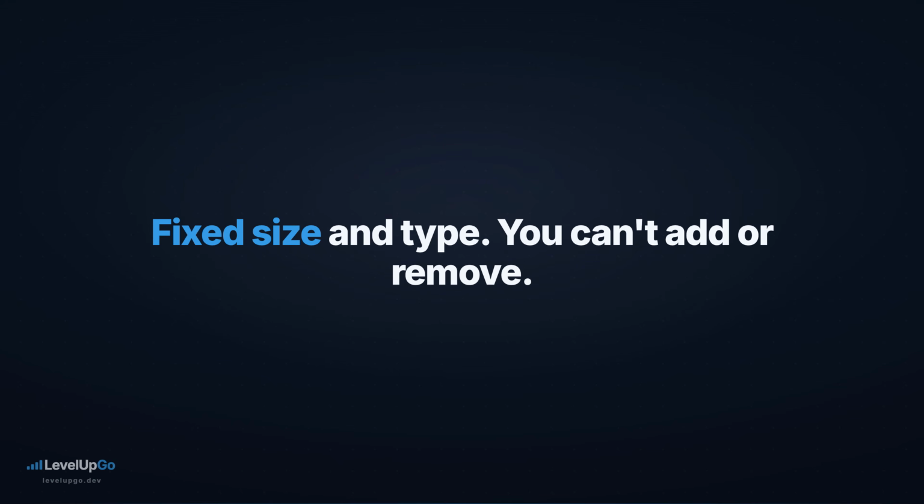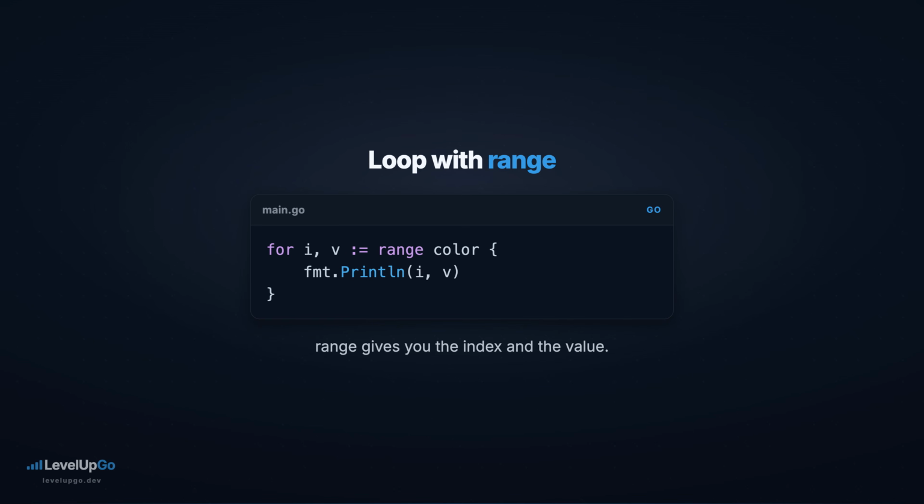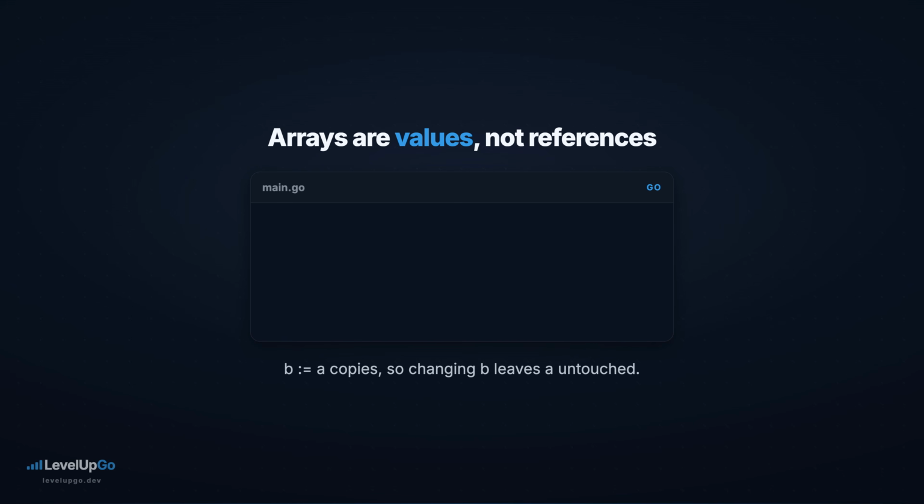Once you have created an array, you cannot change the size of it and you cannot change the type of it. All you can do is replace the current values inside the array, but you cannot remove any value or add a value. And to loop over an array, you can use a for loop with the range keyword. So here we loop over color and we will print the index with the value. And one thing to be aware of that is different from many other programming languages, is that an array is a value and not a reference.